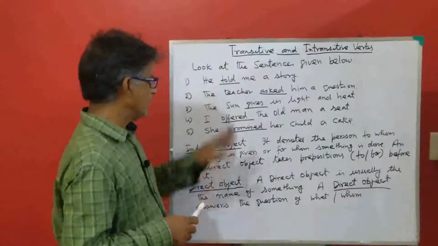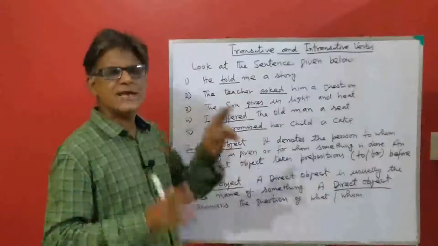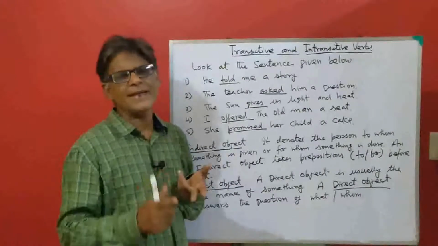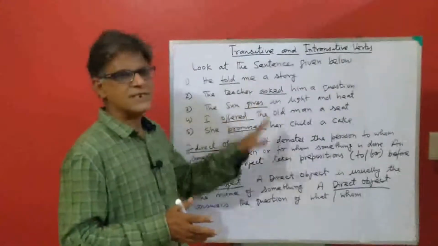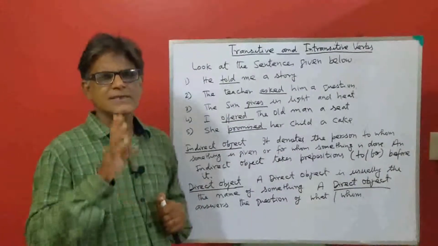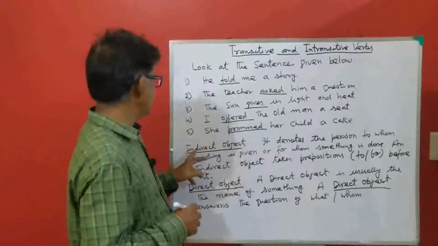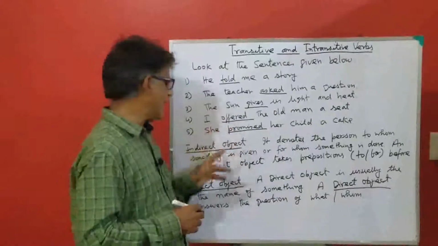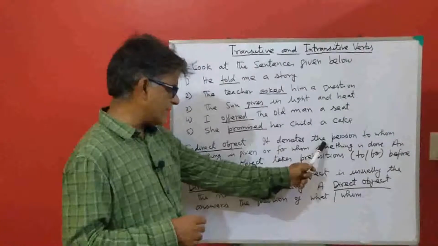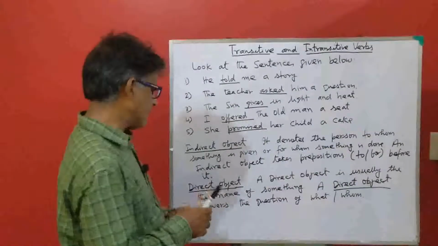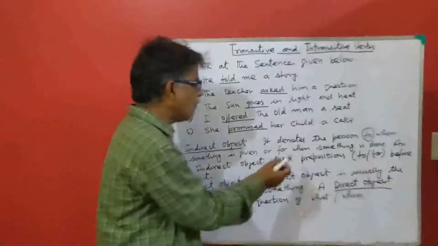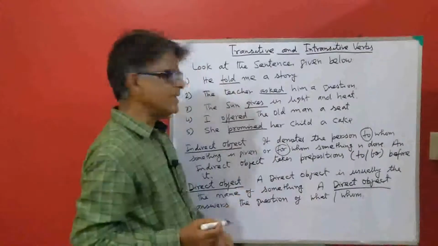Now, in these sentences there are two objects. One is an indirect object and the other is a direct object. So which is the indirect object? What is an indirect object? An indirect object denotes the person to whom something is given, or for whom something is done.